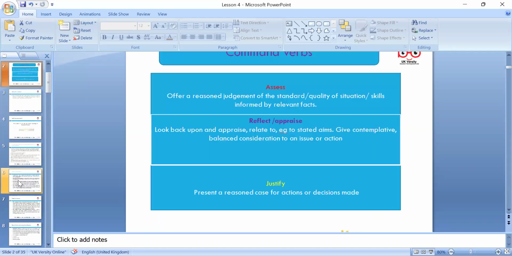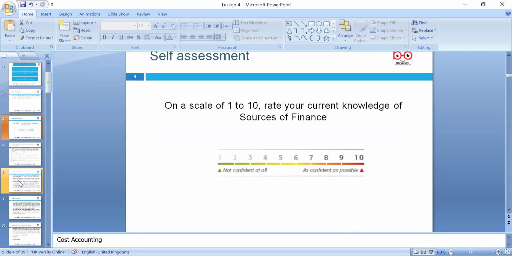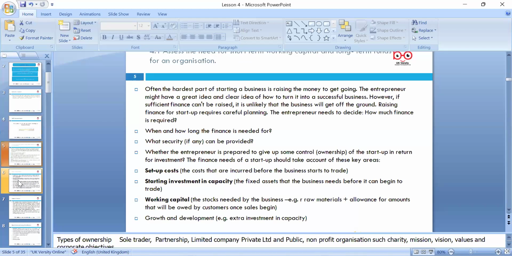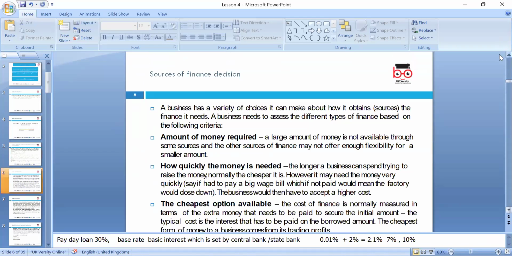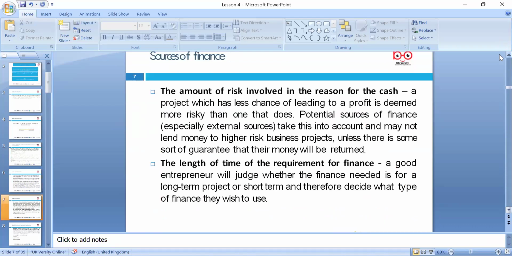So I'll take you back. Today we're looking at the sources of finance, where we can raise the money. We look at the setup cost, the starting investment capacity, and the working capital, meaning the running capital, how much is required. When looking at a business, always look at the sources and the amount required. You think about sole trader, partnership, limited company, public and private limited company, what options you have, and risk is the probability of something happening.